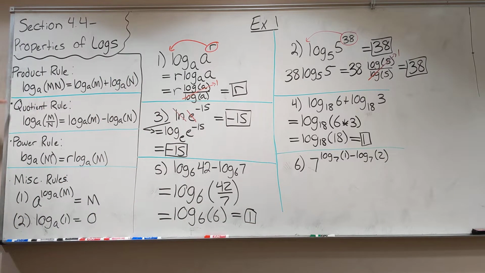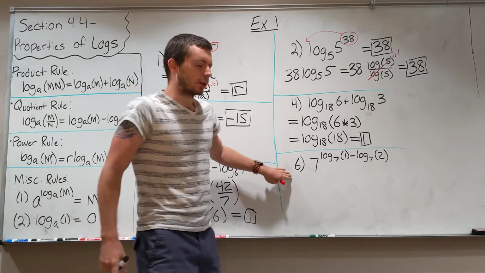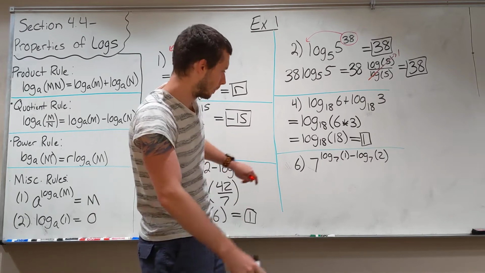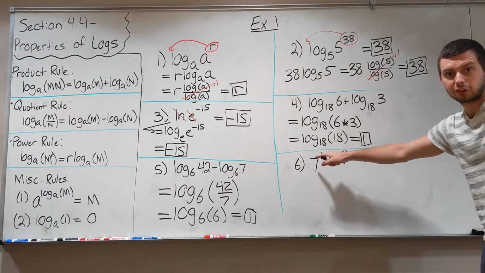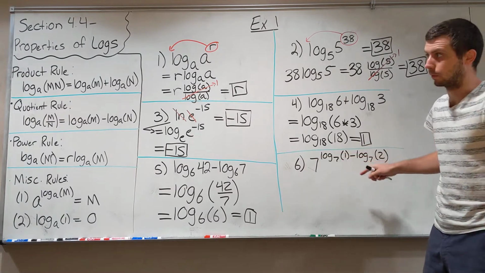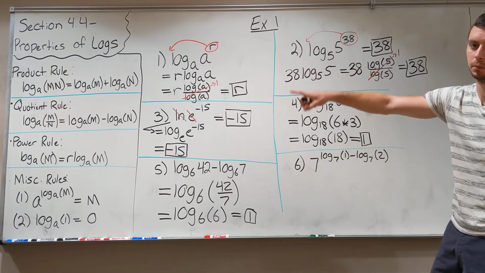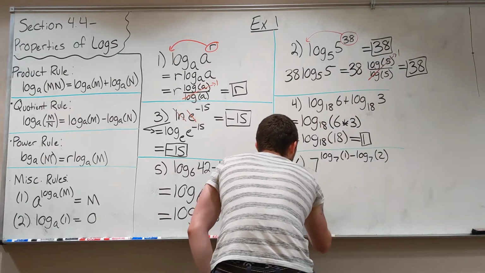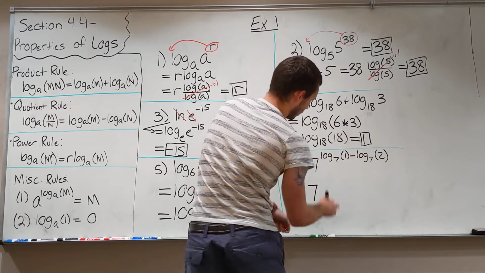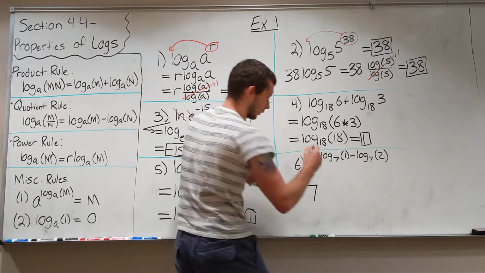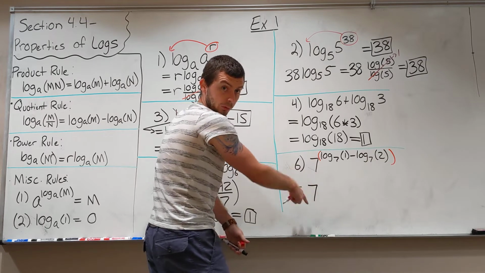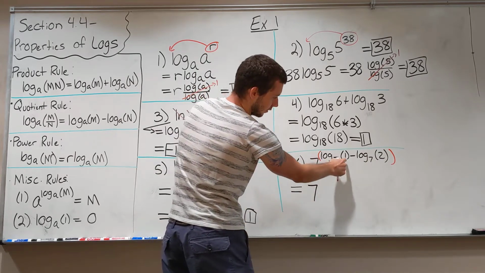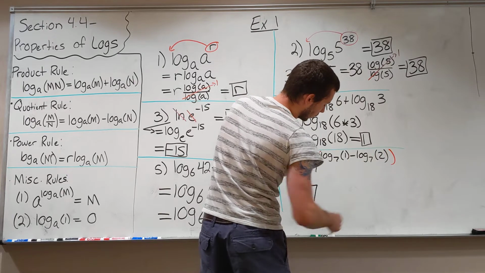So we've talked about the product rule, the quotient rule, and the power rule. Let's go ahead and look at problem 6 here. The exponent of problem 6 does conform with one of our rules. So if we were to evaluate this, let's look at the exponent individually. We'll just let the 7 carry over for now. Log base 7 of 1 minus log base 7 of 2.